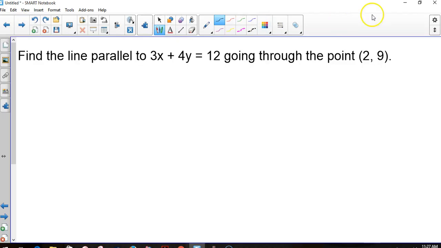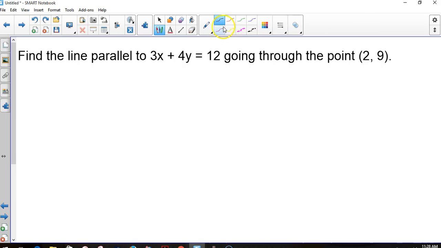So they may give you a question that says, find the line parallel to 3x plus 4y equals 12 going through the point 2, 9. Well, there's an infinite number of lines that are going to be parallel to the 3x plus 4y, but only one is going to be going through the point 2, 9. That's a very famous theorem by Euclid.